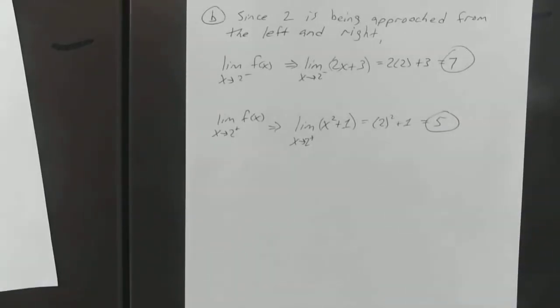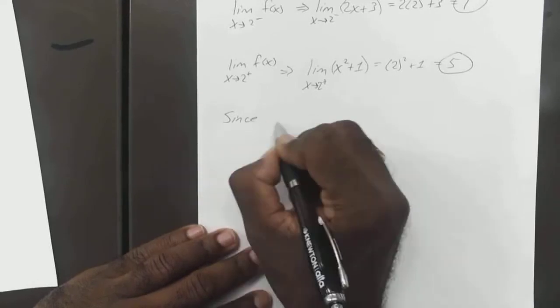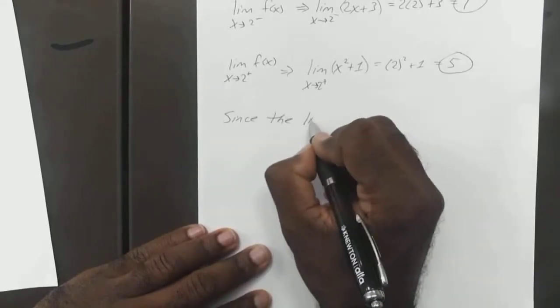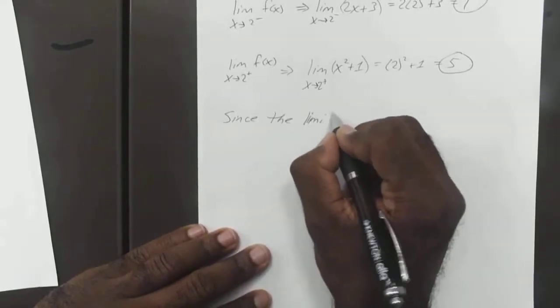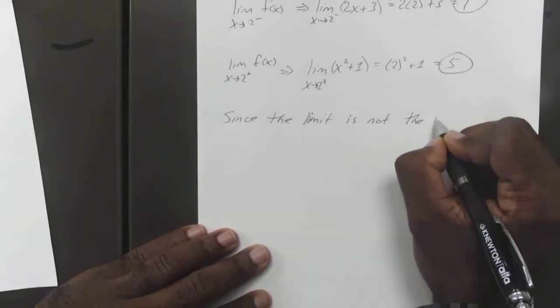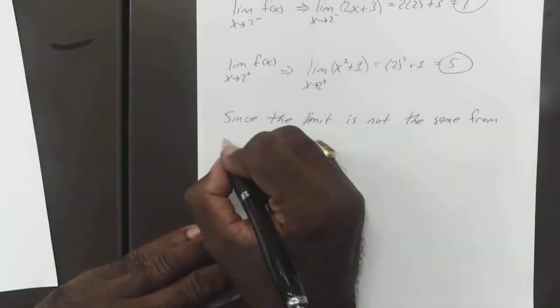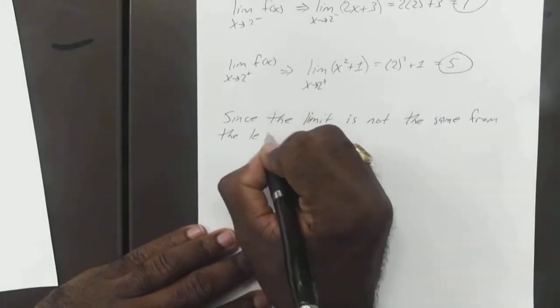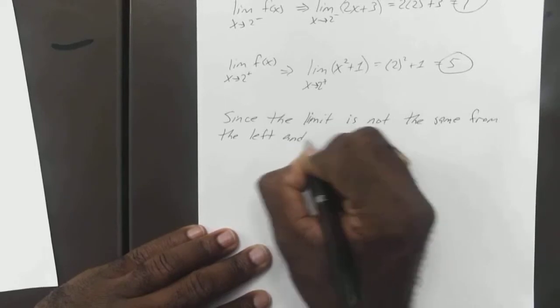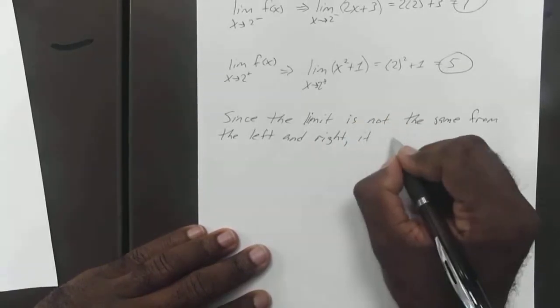Okay? So we know for b, as it approaches 2, the limit doesn't exist. Since the limit is not the same from the left and right, it does not exist.